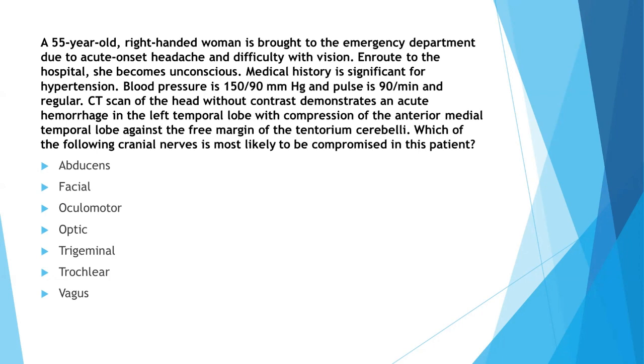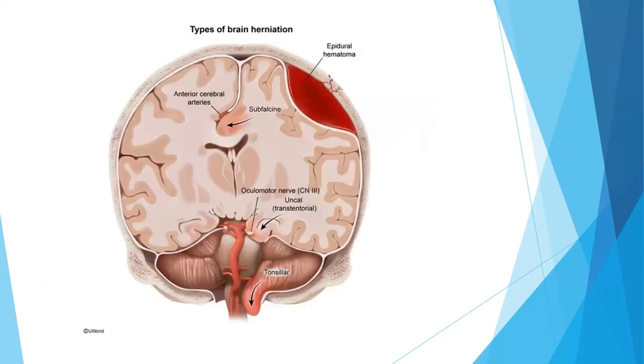Which of the following cranial nerves is most likely to be compromised in this patient? Abducens nerve, facial nerve, oculomotor nerve, optic nerve, trigeminal nerve, trochlear nerve, or vagus nerve.